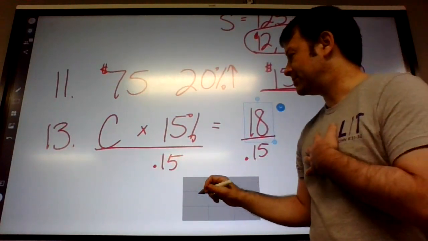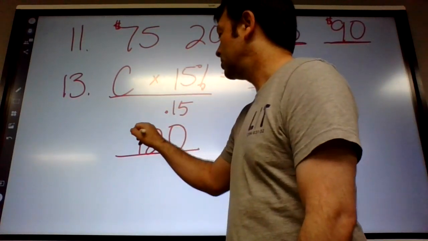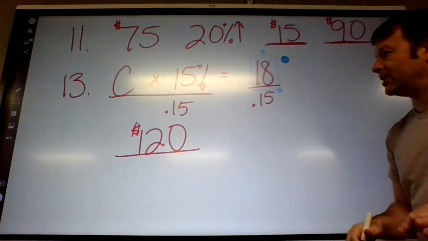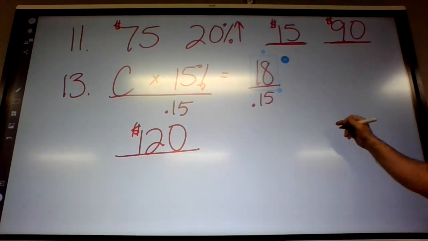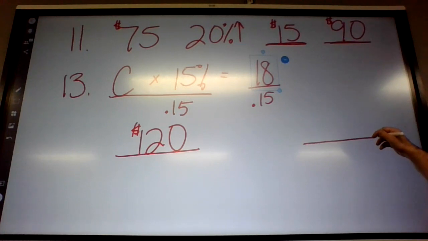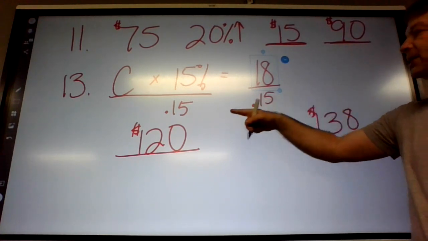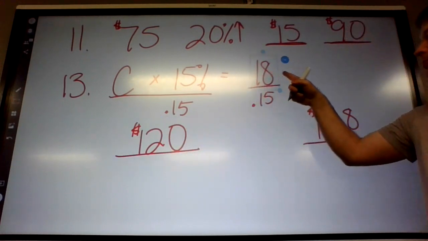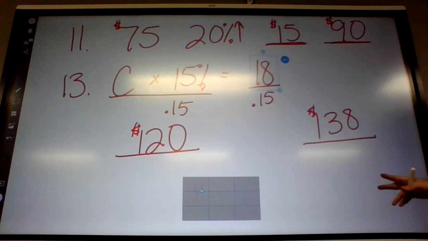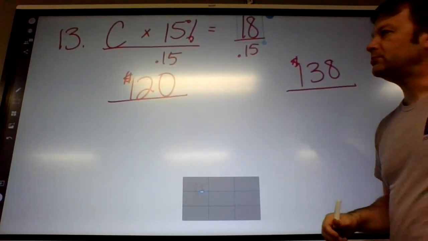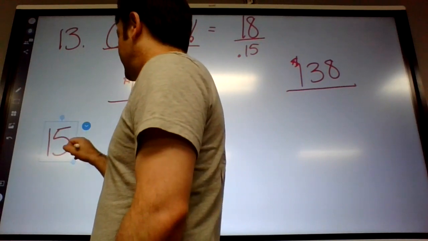What did it come out as? $120. Okay, that's the original cost. And we know that the markup is $18, so what's the final cost going to be? $138. Okay, just add the original plus the markup equals the final, they call it the retail price. Retail means what it costs on the shelf, basically.